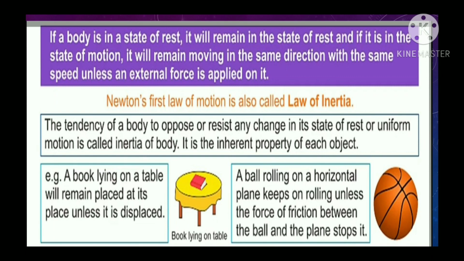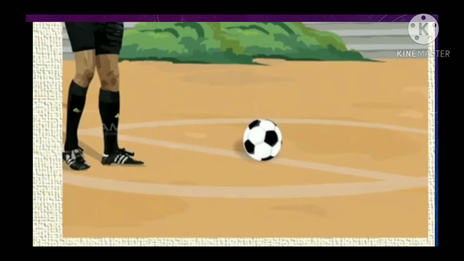Newton's first law of motion is also called the law of inertia. See in this picture, a ball is there. One ball you can see. If a body is stationary, it will remain stationary. Means here the ball is stationary, not moving. So it will remain stationary. Means it will remain as it is or at rest position. If that ball is moving, then it will continue moving with the same velocity and in the same direction. This is Newton's first law of motion.